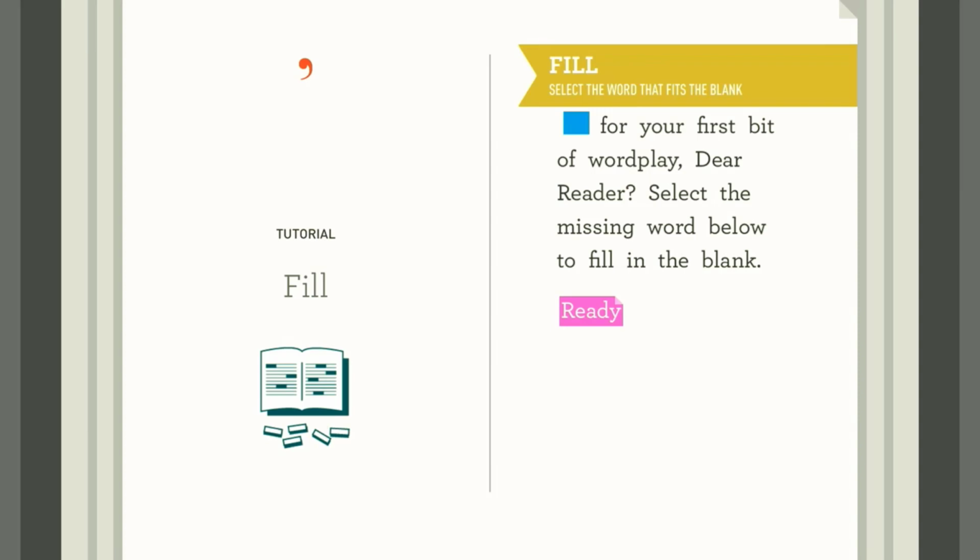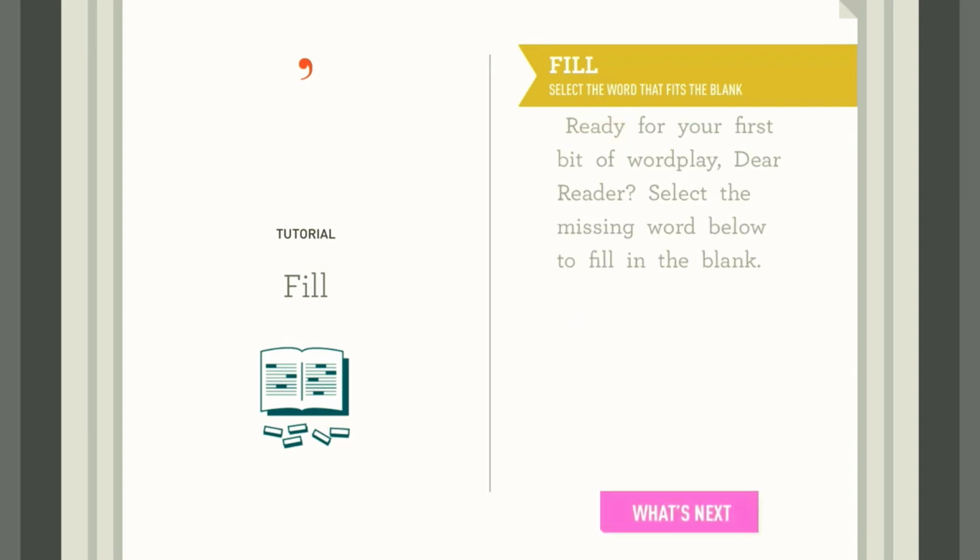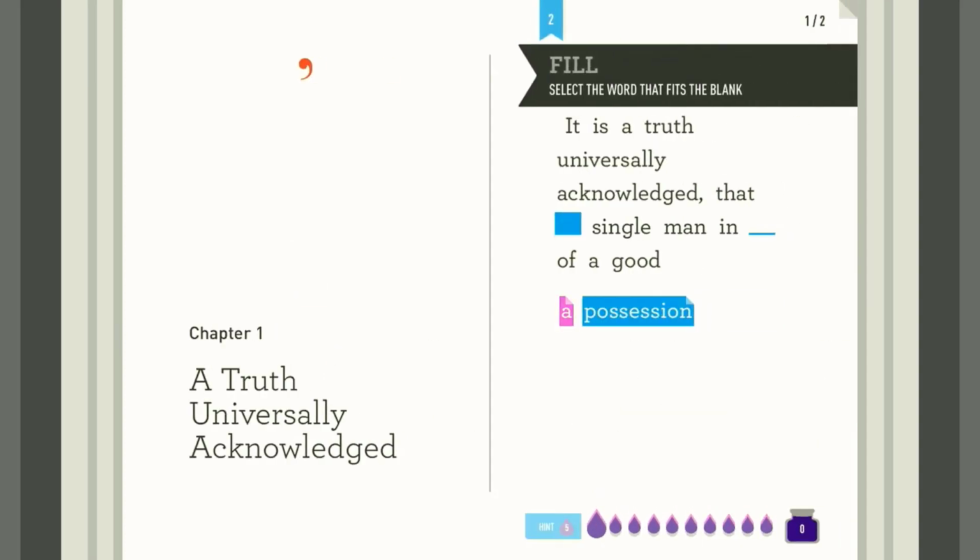We select the missing word below to fill in the blank. So that's the objective for fill. Okay, so what's next? What I'm doing is selecting the word that's gonna best finish the sentence. It is a truth universally acknowledged that blank, single man, and blank of a good. And my two options there are A and possession. So it's going to be A, that a single man in possession of a good.